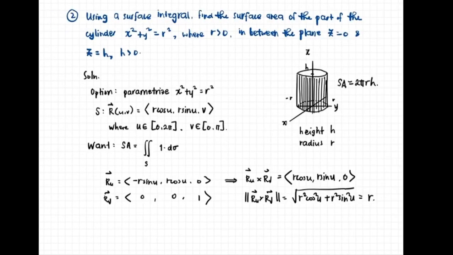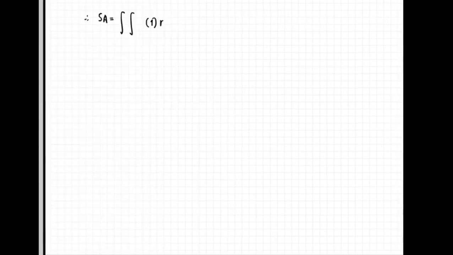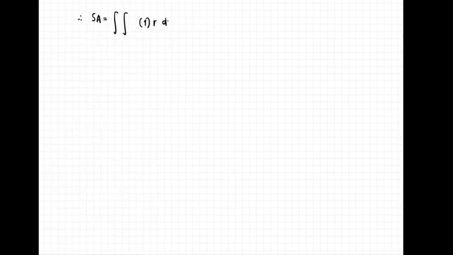And so the surface area now is equal to a double integral over the region R on the uv plane of 1 times the norm of r_u cross r_v, which is r, and then you have here dA, so that would be du dv or dv du. But recall here that u varies from 0 to 2 pi, so these are constant boundaries. Same goes with v. So you could use dv du or du dv. So I'll use here dv du.